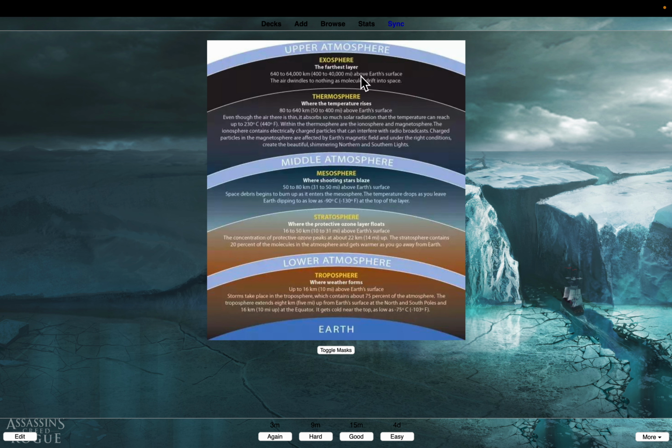So I believe there is no longer any oxygen here. It's basically inner space. And after that, after the exosphere, I believe it's already outer space. Okay?